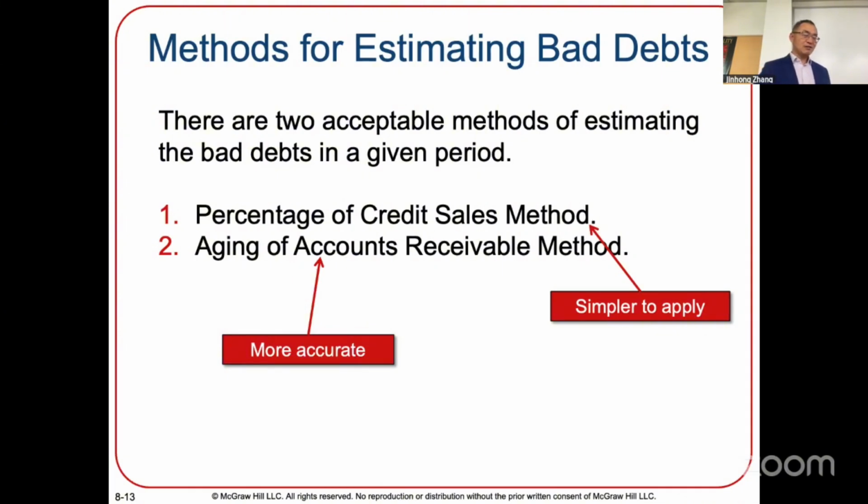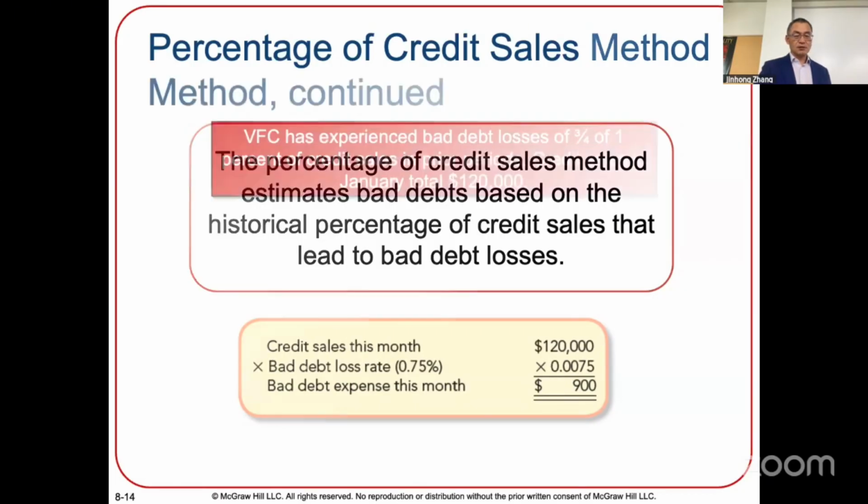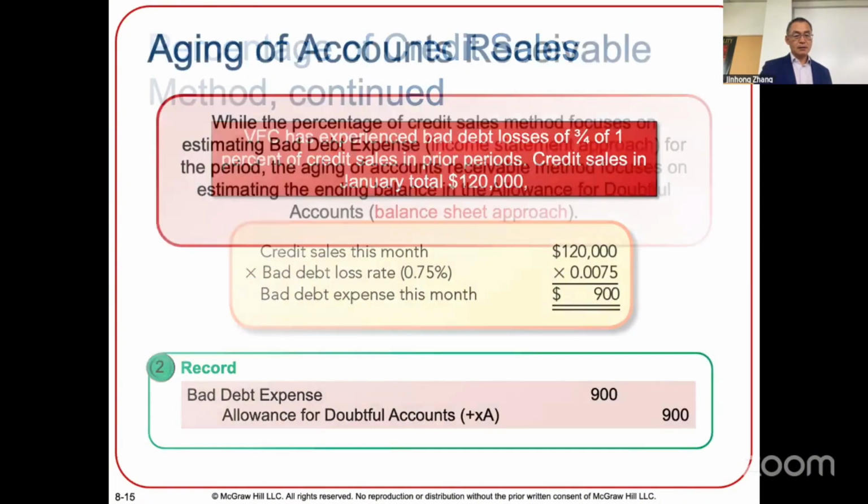This is more scientific, more accurate, because the assumption is the longer the aging is, the higher the unlikelihood to collect the money. Okay, so that's the aging method. So the percentage method, let's say last month we had 0.75% uncollectible. Okay, let's assume that. So we can do the same this month.